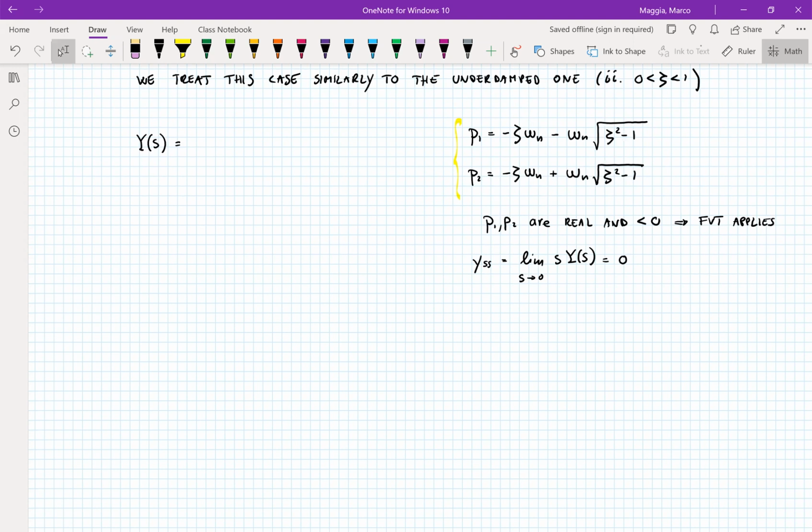By the way, in the complete notes, you'll find all the steps. But before doing that, let's once again take a look at the possible applicability of the final value theorem. Is the final value theorem applicable? Well, the two poles, as we proved earlier, are both real and they're both negative. So the final value theorem indeed applies. And once again, the final value of this output is equal to 0.